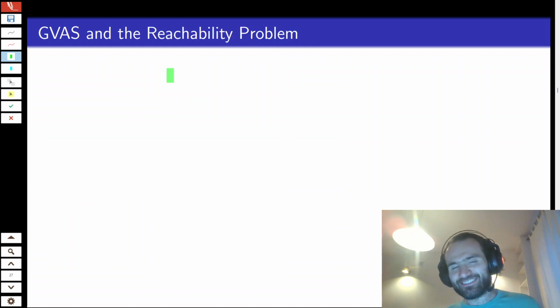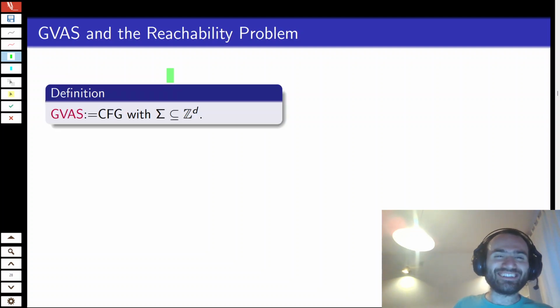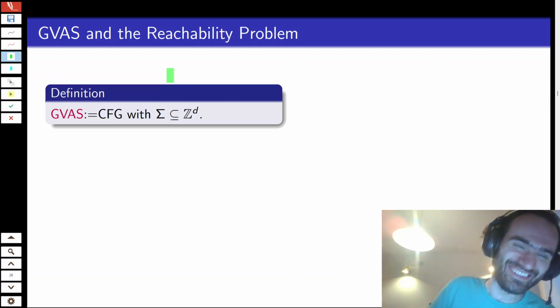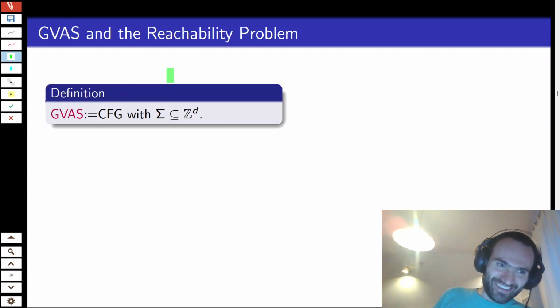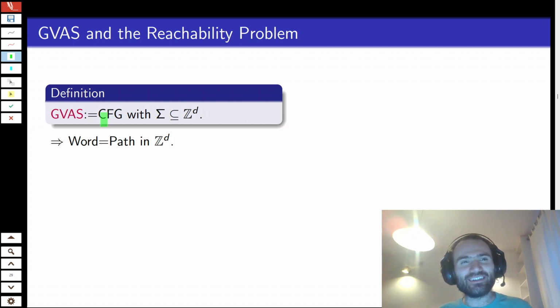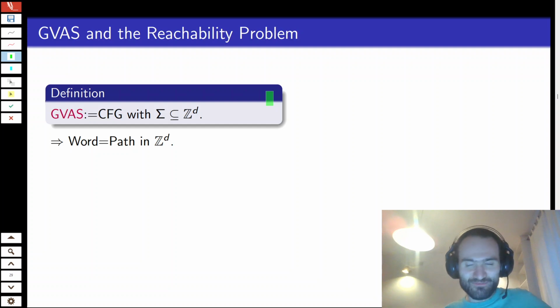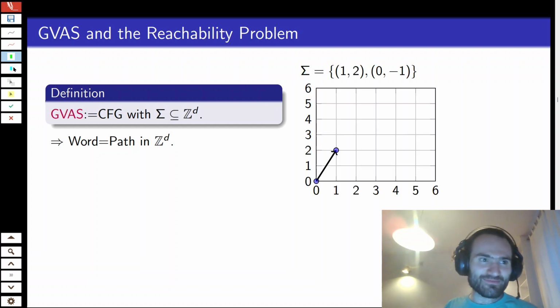Now we can finally start with the real stuff, with one of my favorite problems, if not my favorite problem. Actually, it's definitely my favorite problem, the GVAS reachability problem. So what's a GVAS? A GVAS is a context-free grammar where the set of terminals is contained in Z^D. And now if you have such a context-free grammar, then you can interpret its words as paths in Z^D. You do this as follows.